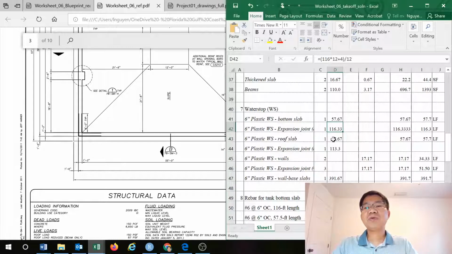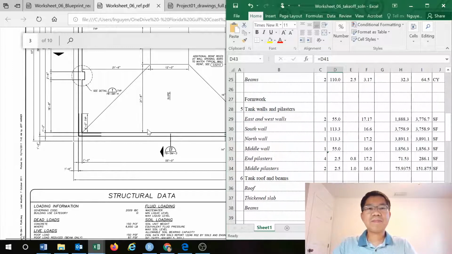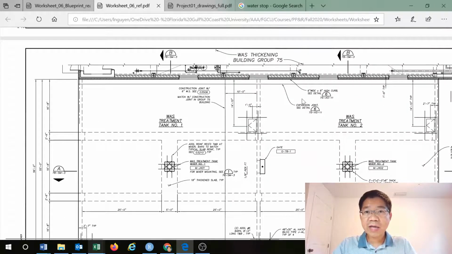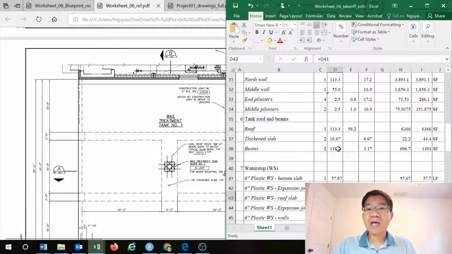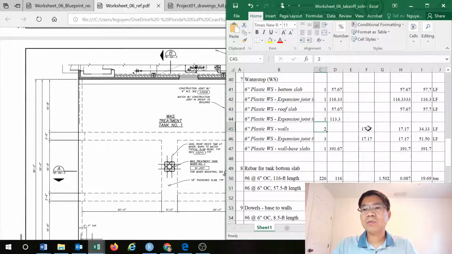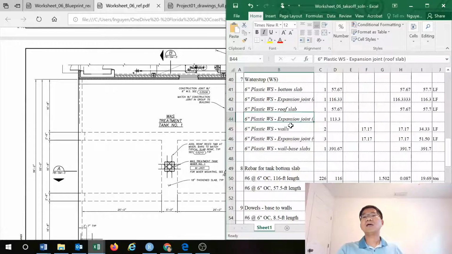And then the roof slab, it does the same. The roof slab, they also have the construction joint, as you can see here, and then the expansion joint they have here goes through. So that is the item we have for the water stop there. And for the wall, do the same. Expansion joint, the same for each item, so you can find out the water stop that needs to be located in the wall between the bottom slab and the wall.